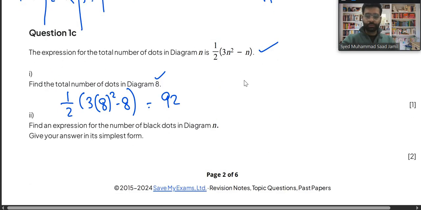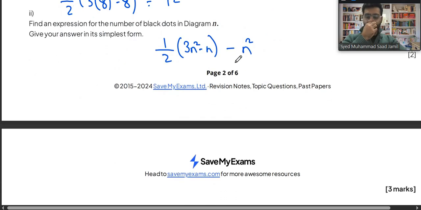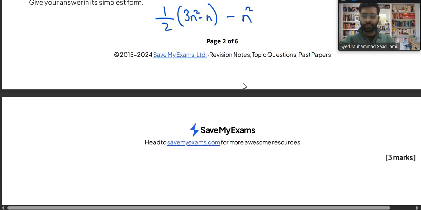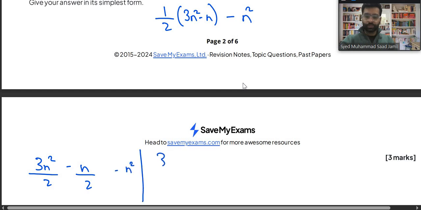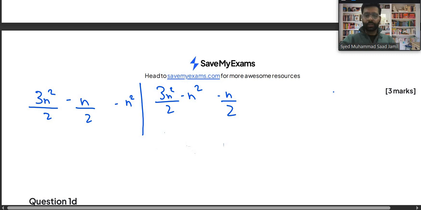So 1 upon 2, 3n square minus n, minus n square. Of course, this is not your final answer. We have to simplify this expression. This becomes 3n squared upon 2 minus n upon 2 minus n squared. So 3n squared upon 2 minus n squared, minus n upon 2. This becomes 1 upon 2 n squared minus n upon 2.